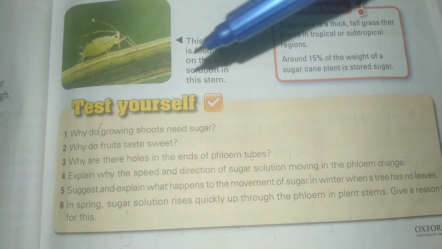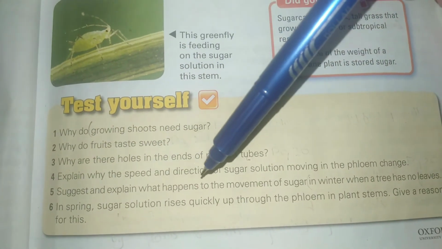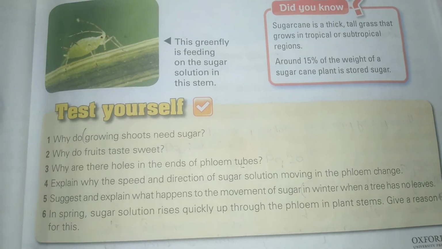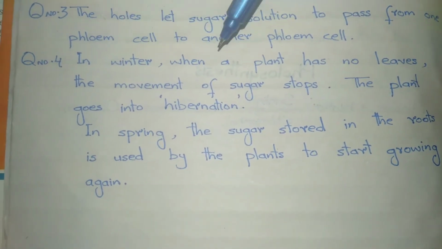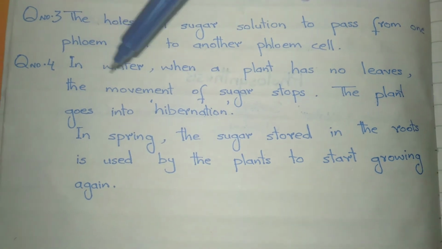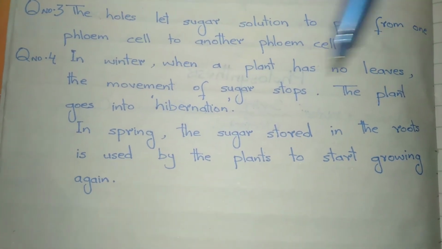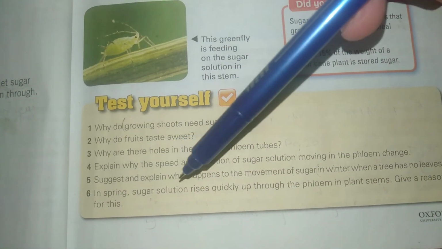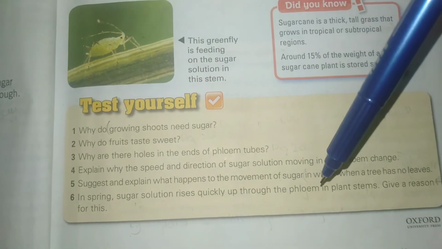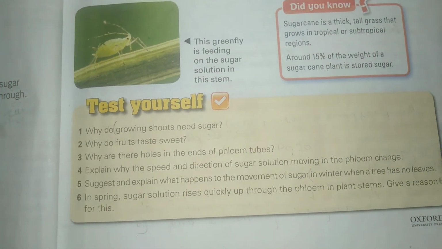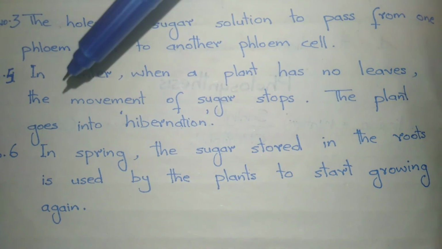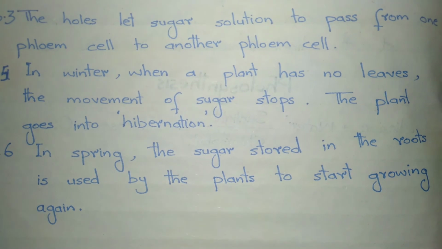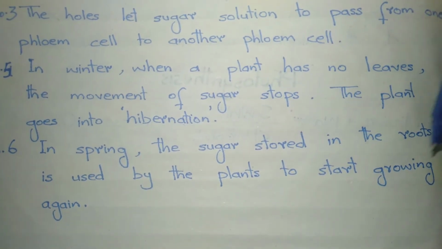Question number 5. Suggest and explain what happens to the movement of sugar in winter when a tree has no leaves. The answer is, in winter, when a plant has no leaves, the movement of sugar stops. The plant goes into hibernation. Number 6. In spring, sugar solution rises quickly up through the phloem in plant stems. Give a reason for this. The answer is, in spring, the sugar solution stored in the roots is used by the plant to start growing again.